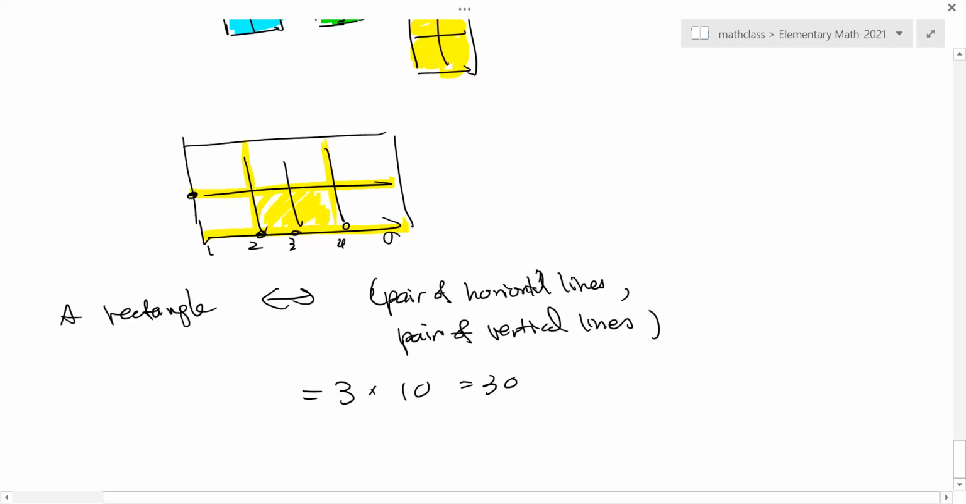So you have to use the product rule here. A rectangle is uniquely determined by a pair of horizontal lines and a pair of vertical lines. So you just need to count how many pairs of horizontal lines and how many pairs of vertical lines. The product of those two numbers gives you the number of rectangles in different locations and of different sizes.